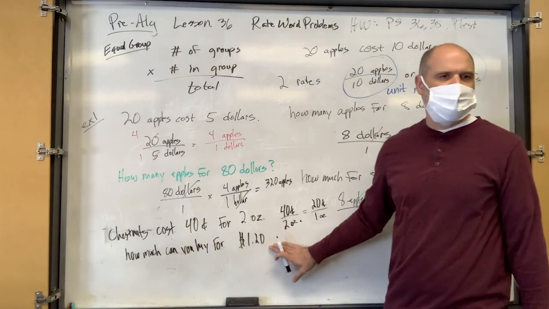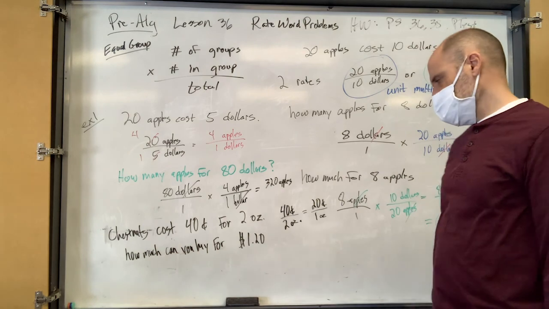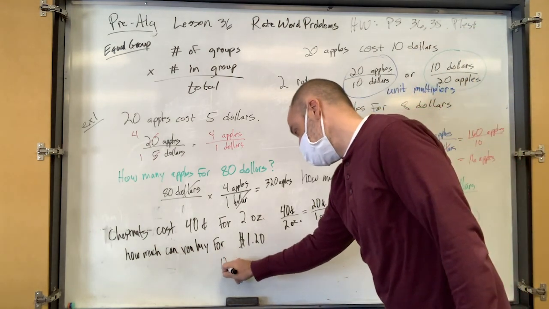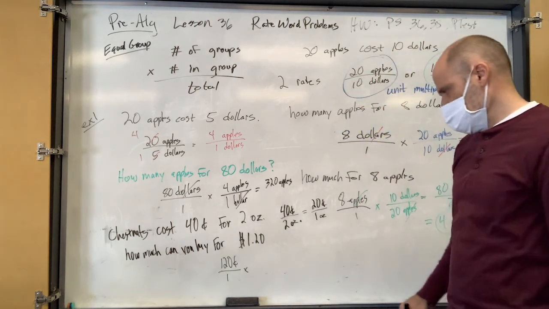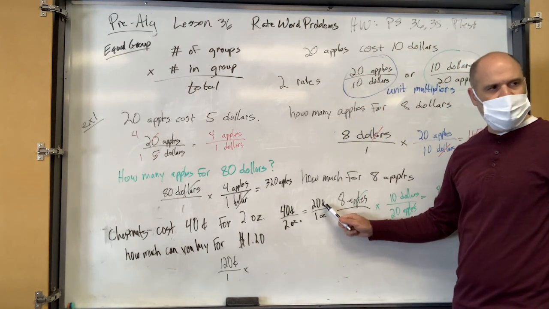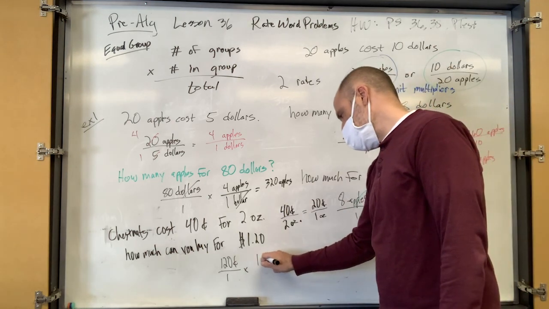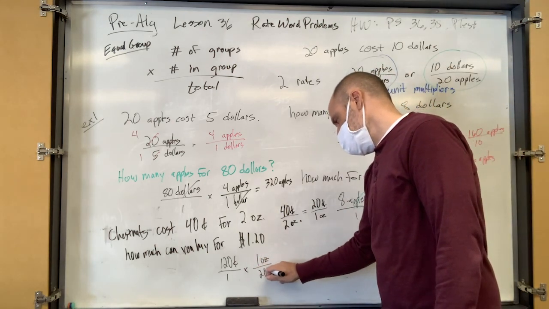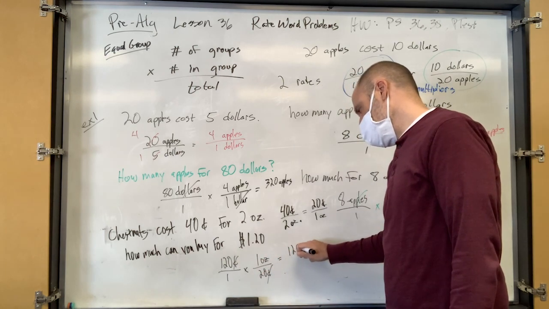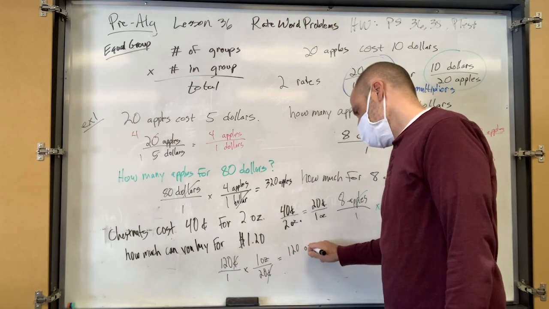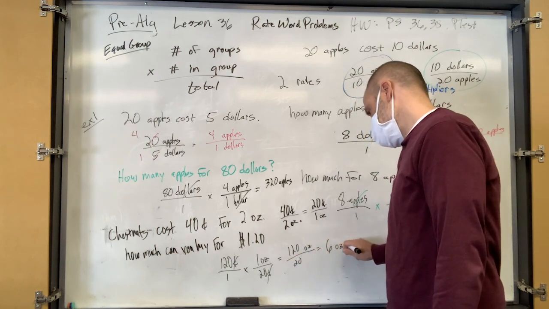Well, in cents language, what's $1.20? 120 cents. So I'm going to say 120 cents over 1 times... Now, will this unit multiplier work? No, we have to flip it over. So 1 ounce over 20 cents. The cents cancel, and you're left with 120 over 20. Well, that's just 6 ounces.